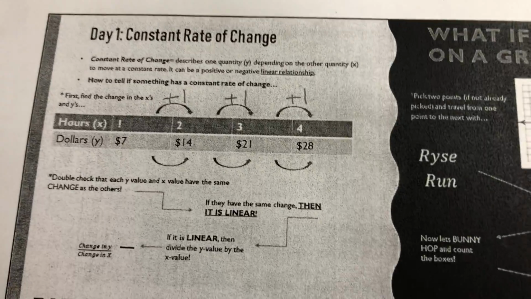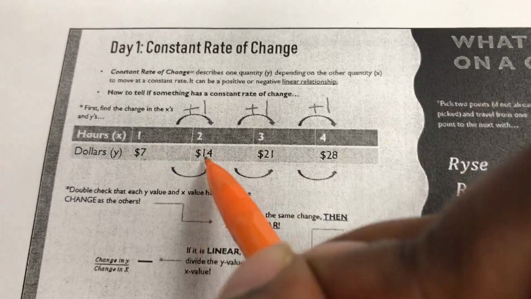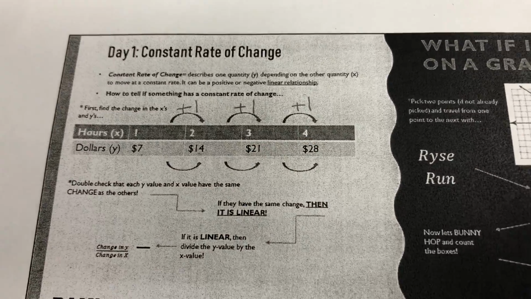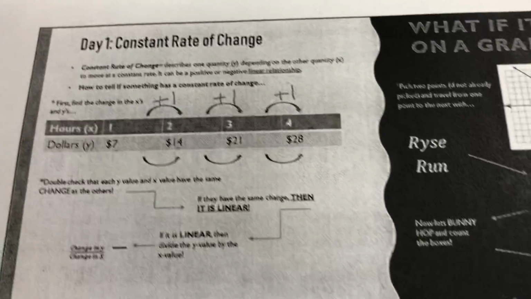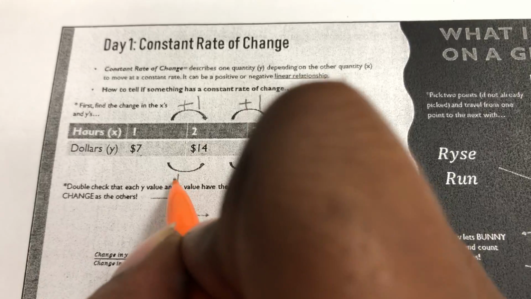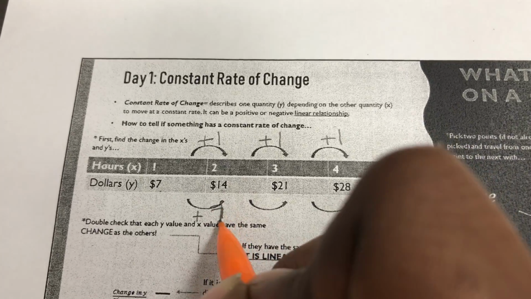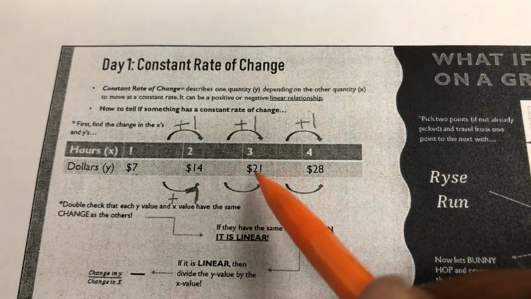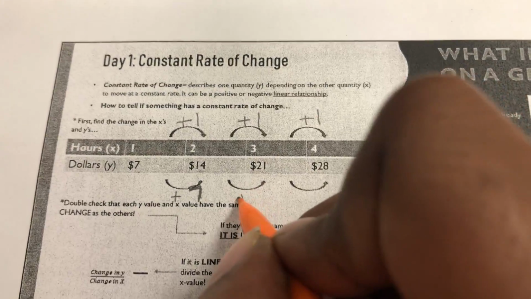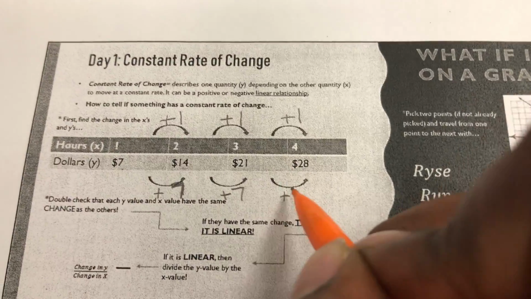Pretty simple start. Now, as for the y, if you went from 7 to 14, whether you were adding or subtracting, what did you have to do to get from 7 to 14? Hopefully we know we had to add 7. Then from 14 to 21, add 7 more. Then from 21 to 28, add 7 more.